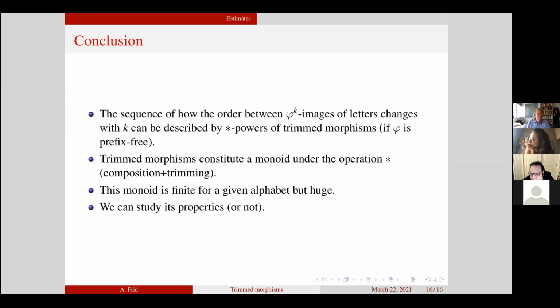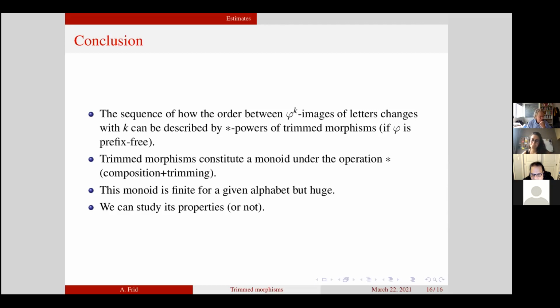The monoid I'm telling about has cardinality n to the power n. So if you consider the trimmed morphism as a sequence of columns, the first column, the first symbols of it, is just any function from the alphabet to itself. Yes. So it's a part of information, but there is no isomorphism, I guess, because it is also important what happens later.